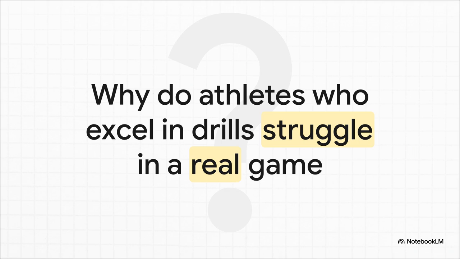You've seen it, right? An athlete looks absolutely incredible in practice drills. Perfect form, super explosive. But then the game starts, things get chaotic and unpredictable, and suddenly it all just vanishes. So why? What is that disconnect?